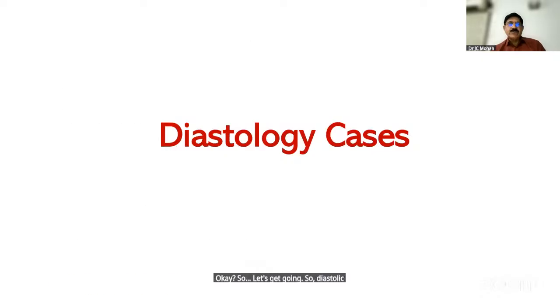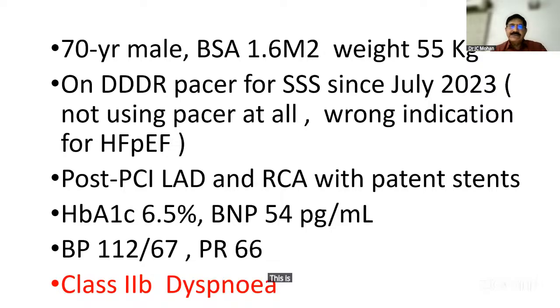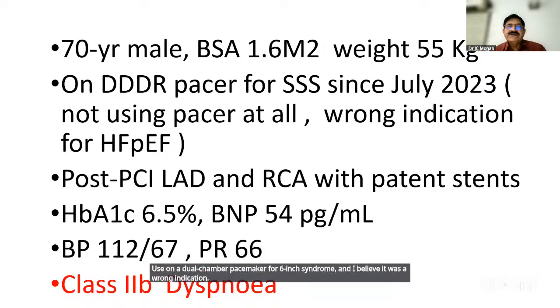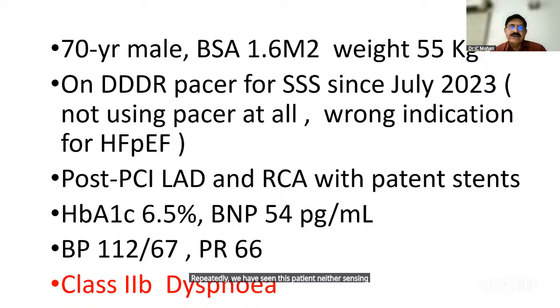Diastology cases. This is case 1. This is a 70-year-old male with a body surface area of 1.6 and weight 55 kg. He is on a dual chamber pacemaker for sick sinus syndrome, and I believe it was a wrong indication. Repeatedly, we have seen this patient neither sensing nor pacing at all. On Holter also, there is 100% sensing, no pacing at all. He also had LAD and RCA PTCA in the past, but the stents are patent. HbA1c is 6.5. He was never diagnosed diabetic, but HbA1c is 6.5. BNP 54 picogram per ml. Blood pressure 112/67 and pulse rate 60.